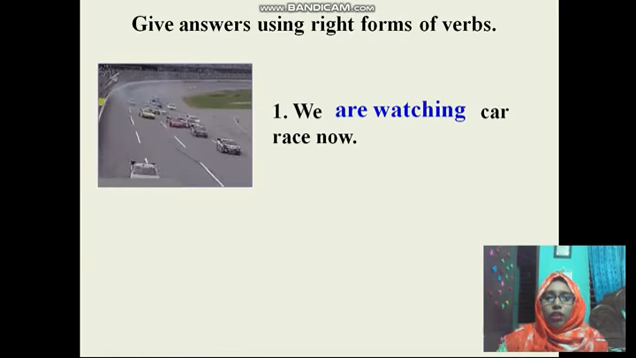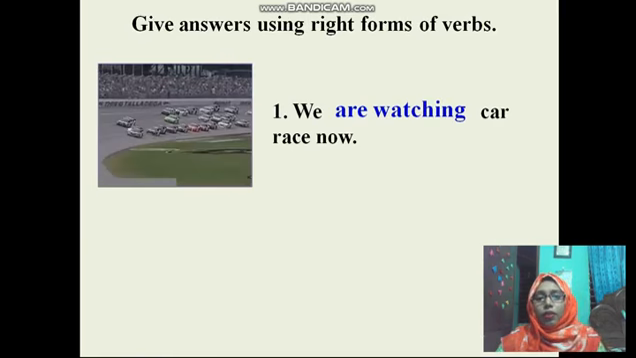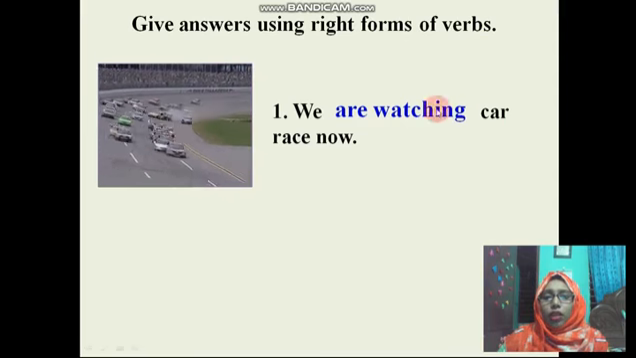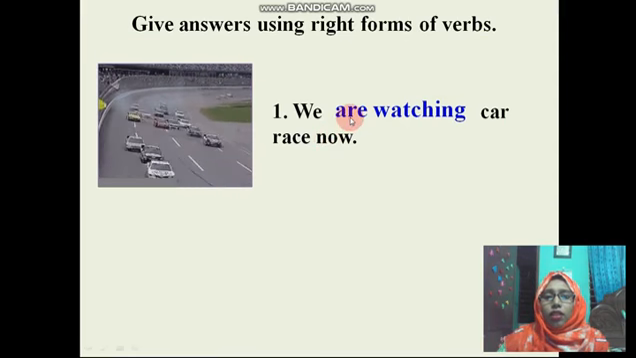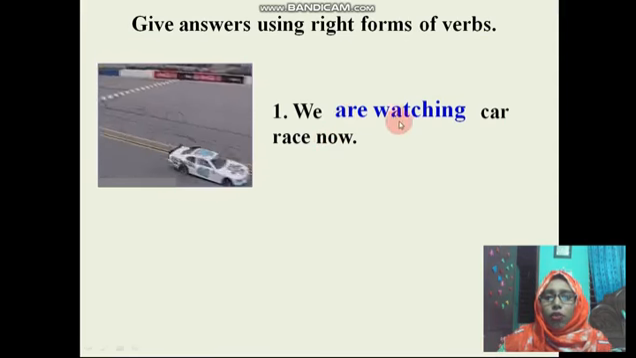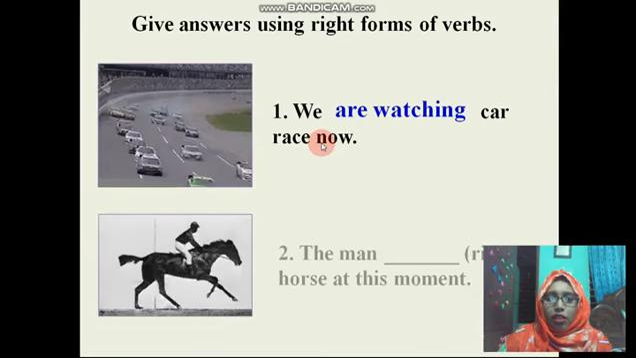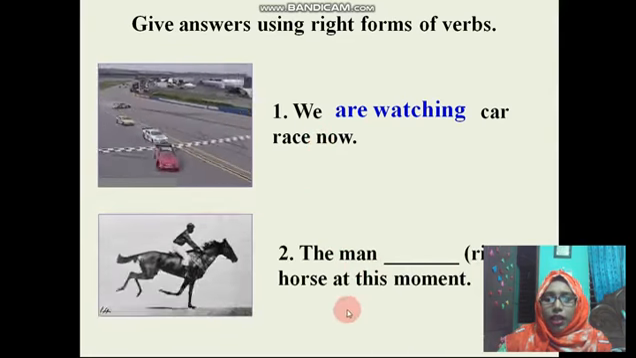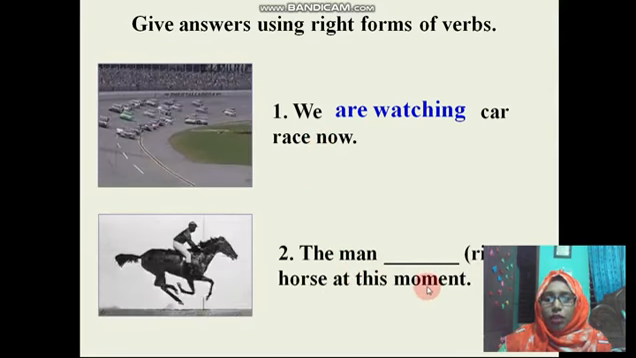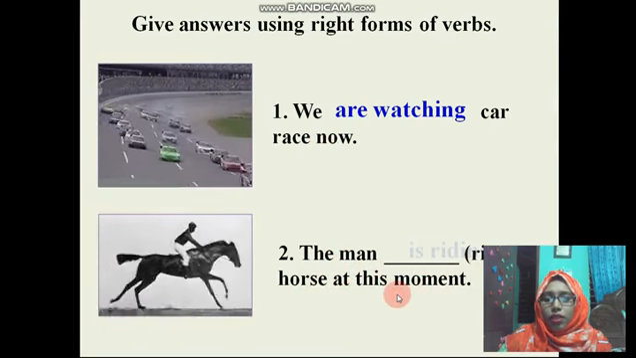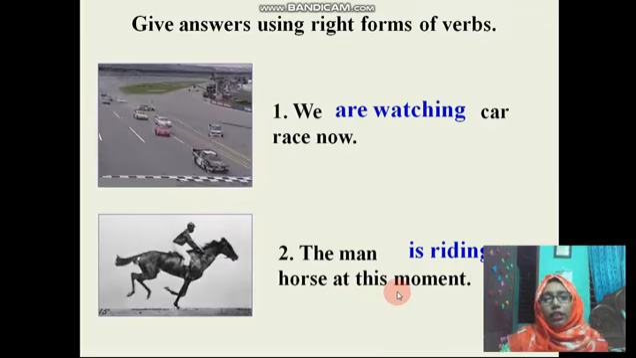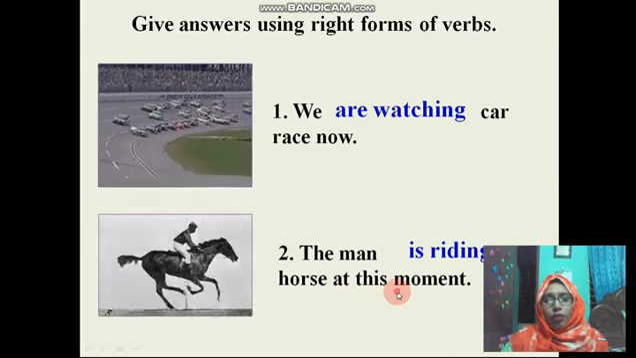We are watching a car race now. Here we use now. That's why the sentence is continuous. We are watching a car race now. Number 2. The man (ride) horse at this moment. At this moment, it means it's present continuous tense. That's why the answer is is riding horse at this moment.